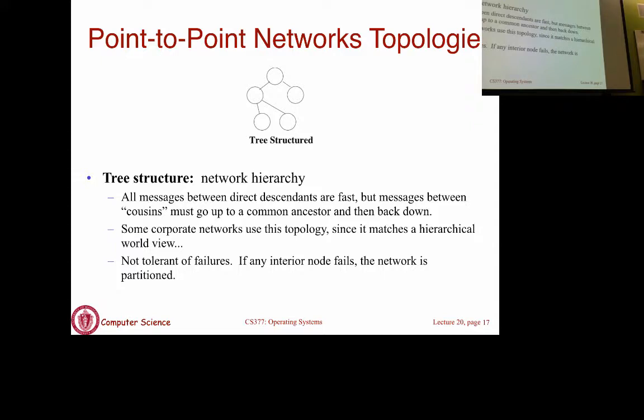Now, a common scenario where you use a tree-structured network is the internet, which is hierarchical.